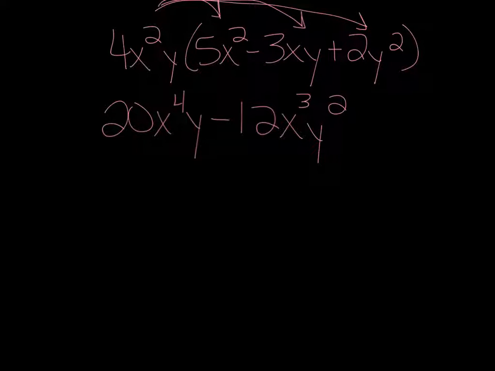Lastly, multiply times the last term. 4 times 2 is a positive 8. The x squared tags along, and y times y squared is y cubed. Look, I don't have any like terms. None of those match exactly. We're done.